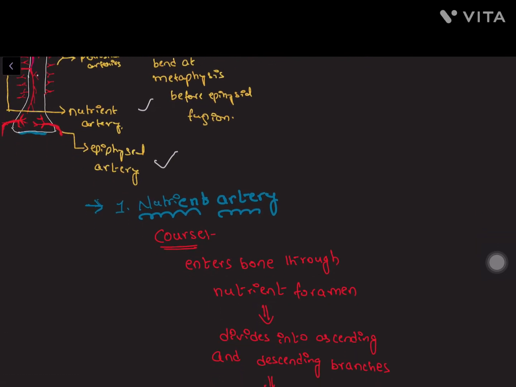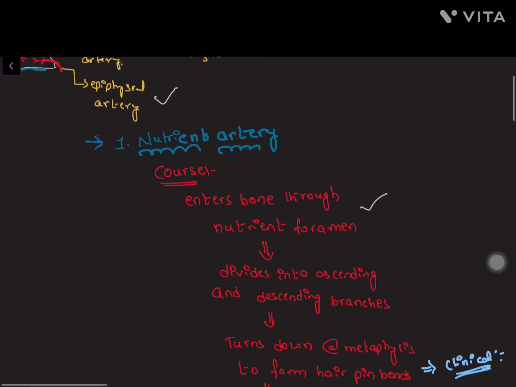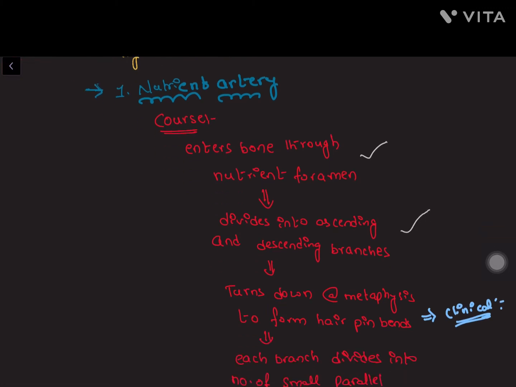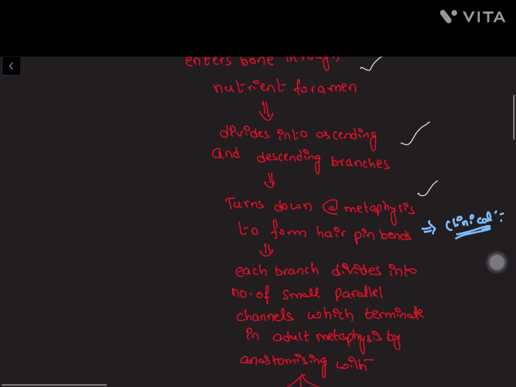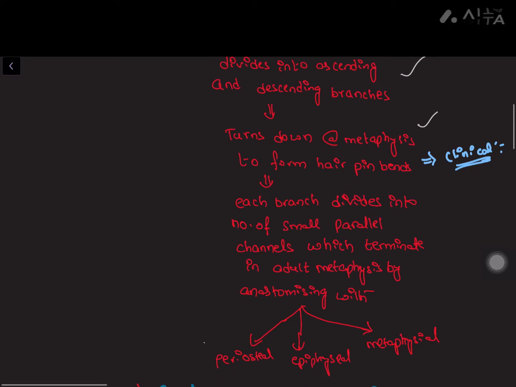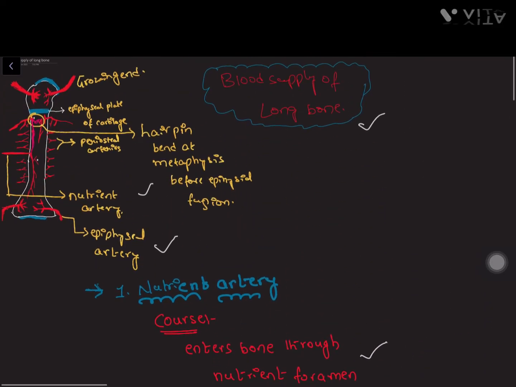The nutrient artery enters the bone through the nutrient foramen and divides into ascending and descending branches, and it turns at the metaphysis to form a hairpin bend. Each branch divides into a number of small parallel channels which terminate at the adult metaphysis by anastomosing with the periosteal, metaphyseal, and epiphyseal arteries. Okay, we will see this in the bone.